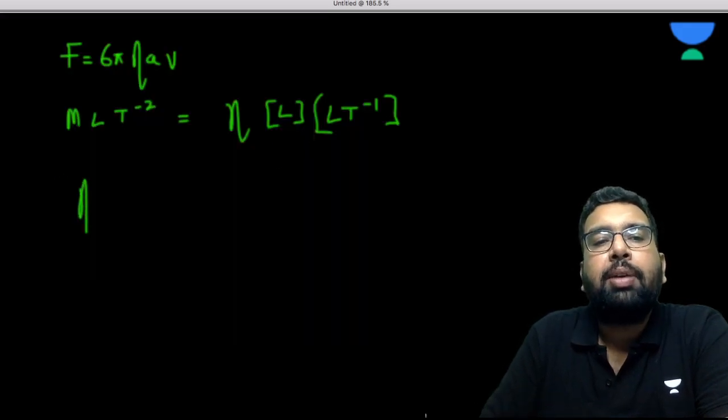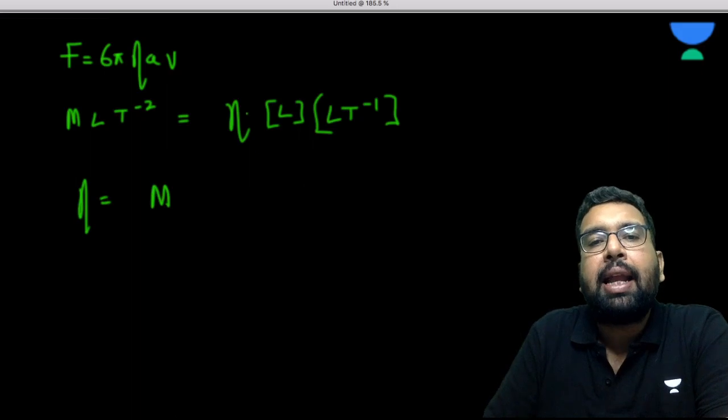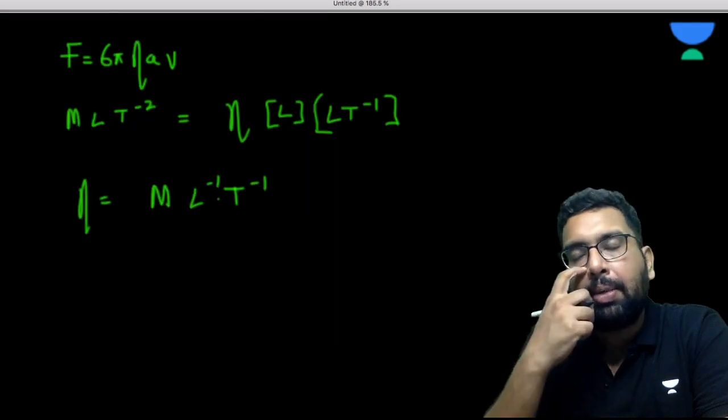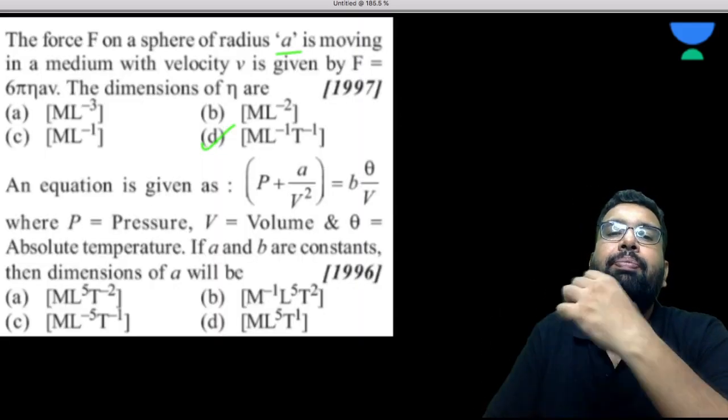So we have the dimension of eta m. This L cancels out, t to the power minus 2. That means we are left with t minus 1. And here L goes there. So it will become m L minus 1, t minus 1. So this is the dimension of eta.